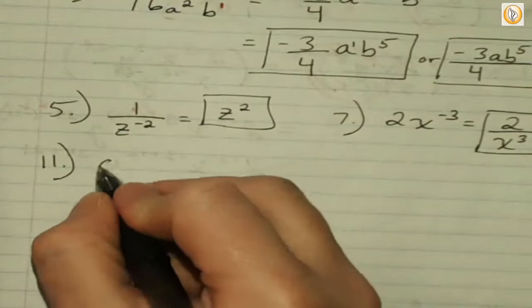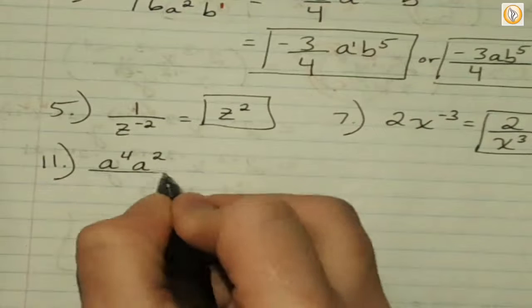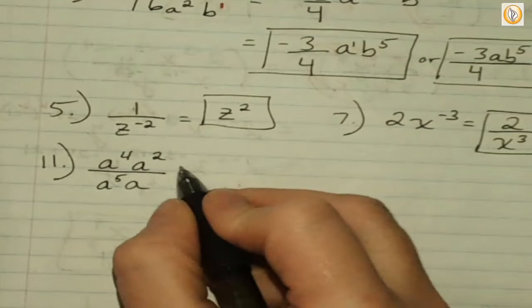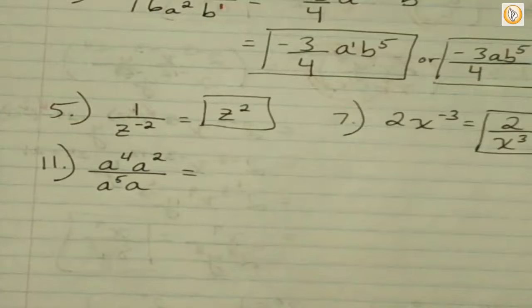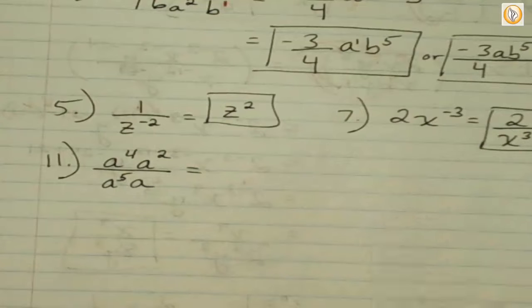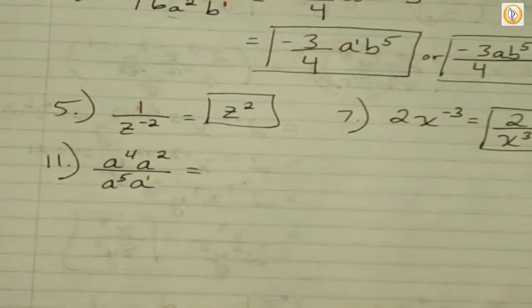With a to the 4th times a to the 2nd over a to the 5th, tell me what to do. They're all the same. Yes, they are. And for those that will cry, there's a 1.